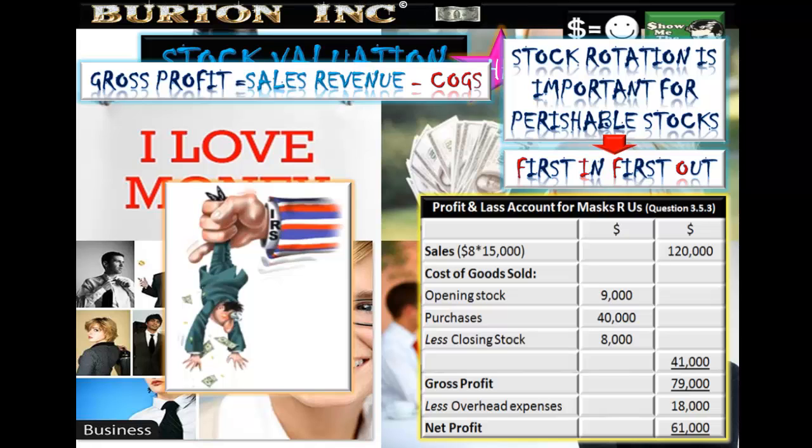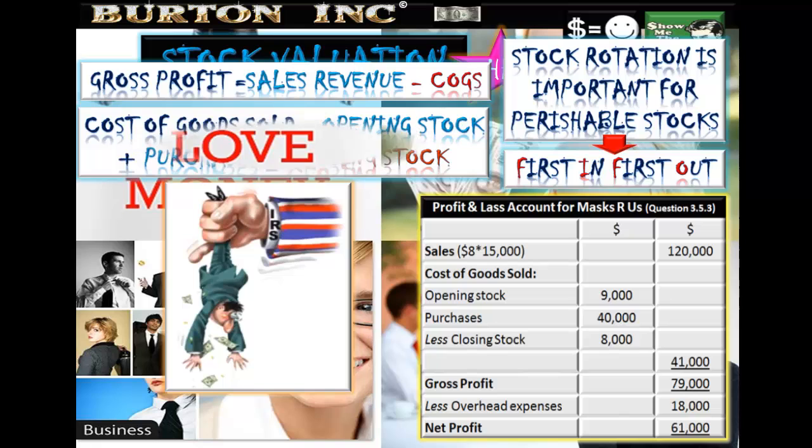Now gross profit, remember, is equal to sales revenue minus the cost of goods sold. Cost of goods sold is opening stock plus purchases less closing stock. So each of the different stock valuation techniques we're going to look at is going to give us a different value of the closing stock. One of these is going to produce a higher closing stock, and one a lower closing stock, with implications for tax paid.